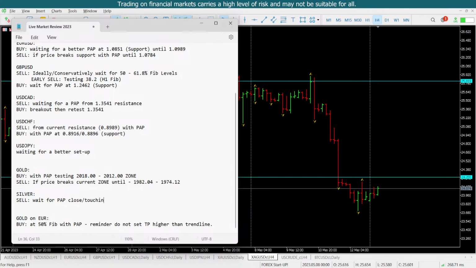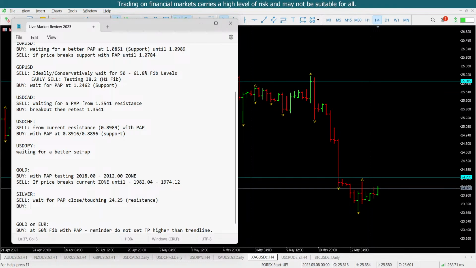Close if not touching, or touching 24.25. That is our current resistance. Okay. Now, price can be, or that price level can be broken. Breakout, then pull back. Right. With price action pattern at same, the current resistance, which is 24.25, can be potential support.